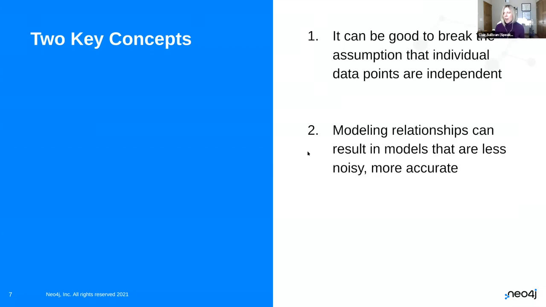Second, modeling these relationships can, not always, but can, result in models and signals that are less noisy and more accurate. I'll show you examples of that as we go through the coding portion, but those are the two key things that I'd like you to take away.